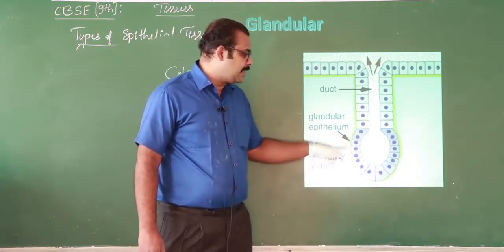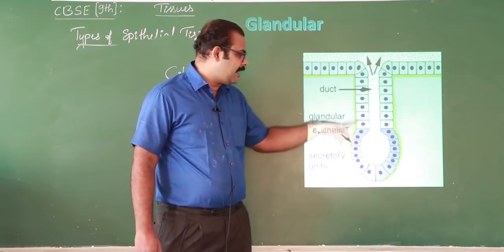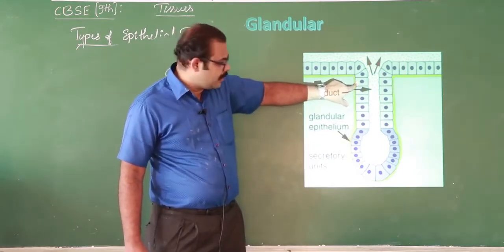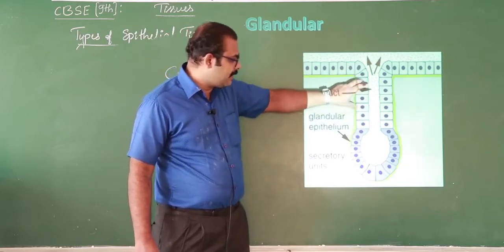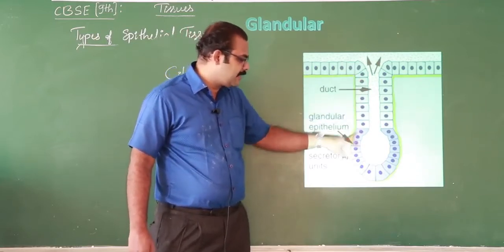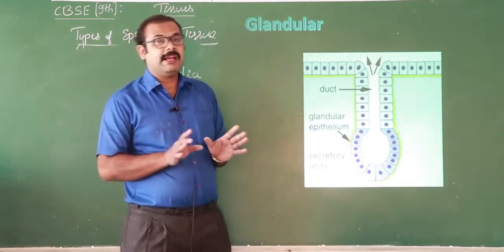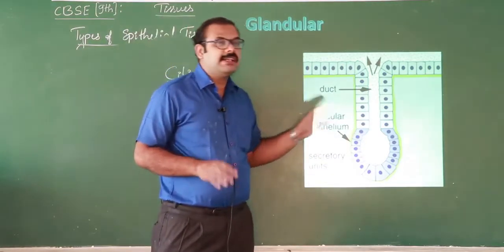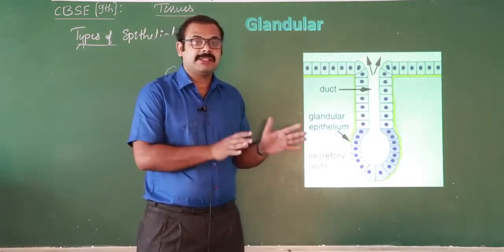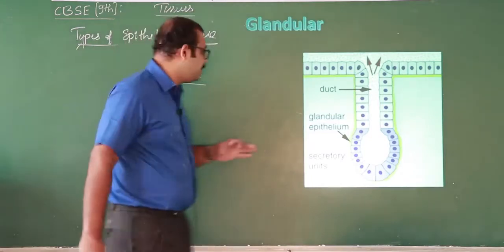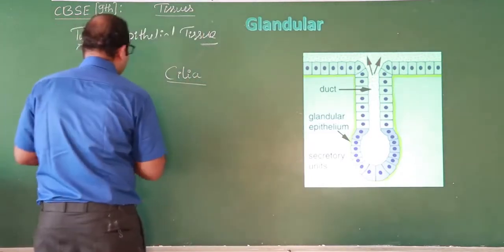So here this is the gland, and over the gland there are some epithelial tissues. This is the channel and this is called the duct. This is the gland and this is the duct. So depending upon whether this duct is present or not, based on that these glands are further classified into two types.